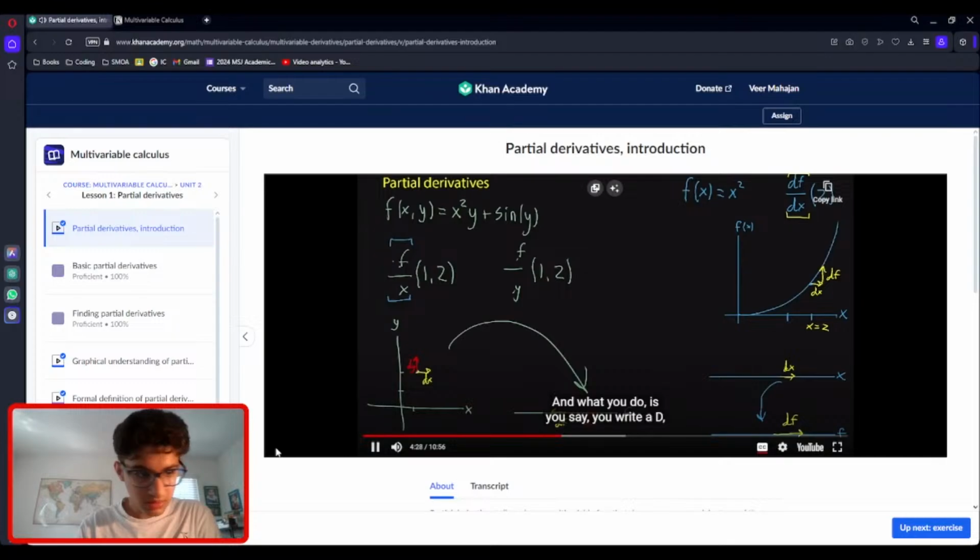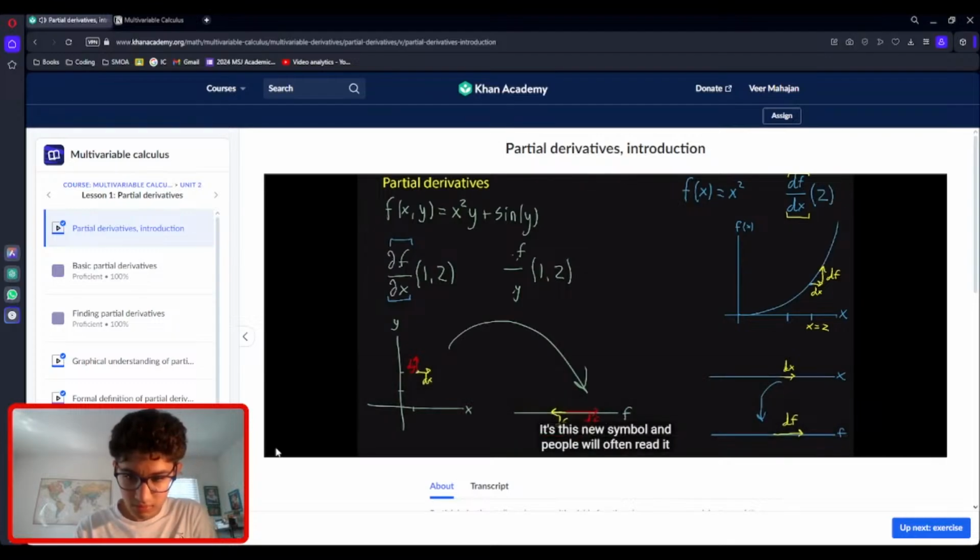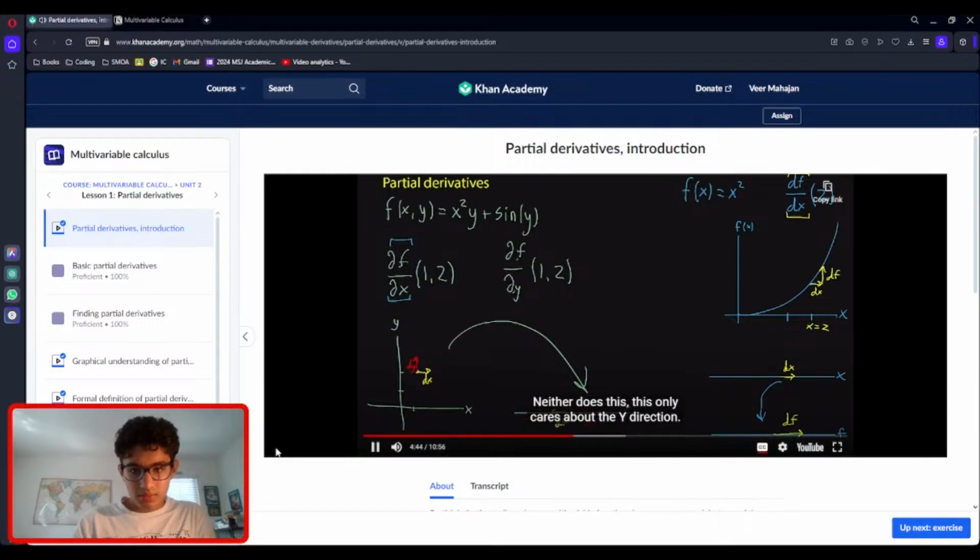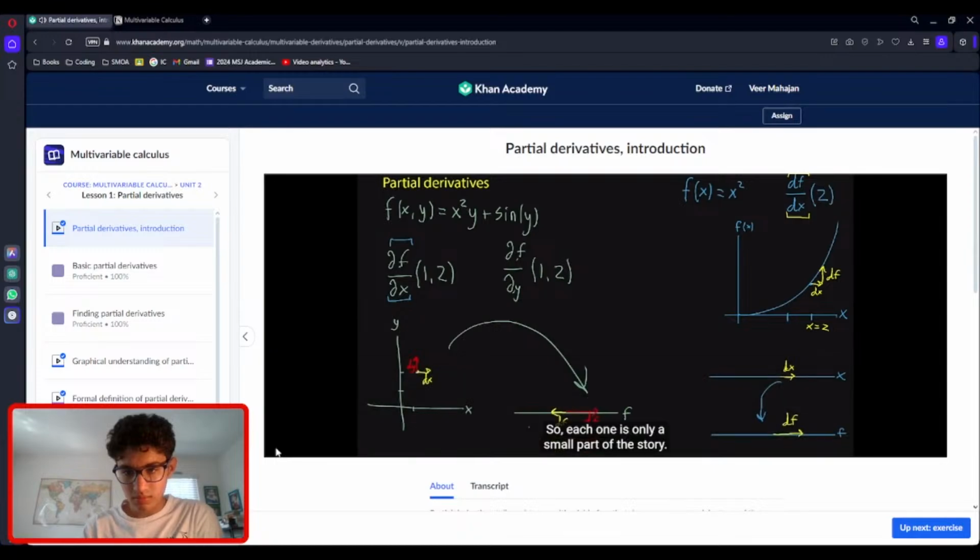You write a d, but it's got kind of a curl at the top. It's this new symbol, and people will often read it as partial, so you might say partial f partial x, or partial f partial y. Partial means this doesn't tell the full story of how f changes, because it only cares about the x direction. Neither does this one, which only cares about the y direction. So each one is only a small part of the story.